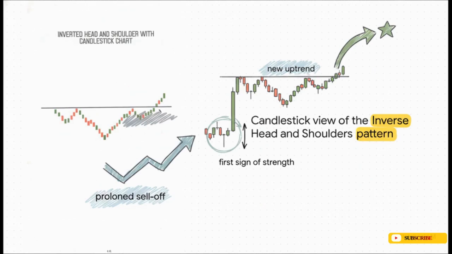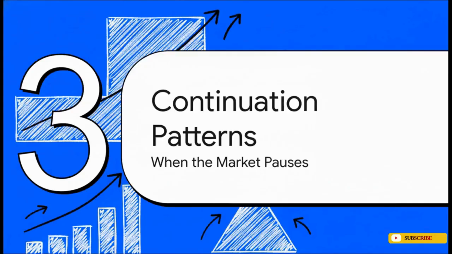So here it is on a chart. After a long sell-off, this pattern starts to show that the sellers are really losing their grip. That right shoulder, making a higher low than the head, is the first real sign of strength from the buyers. If it breaks above the neckline, that can be the signal that a new uptrend is starting and buyers are taking charge.